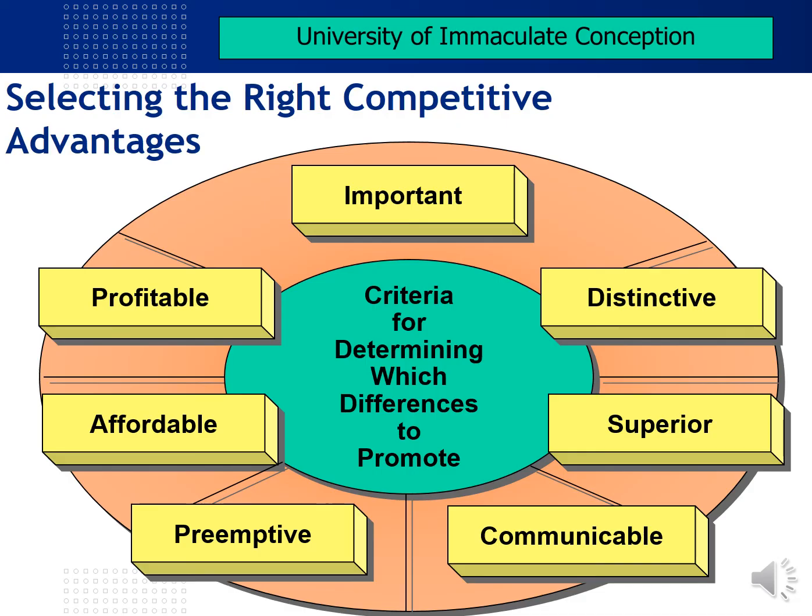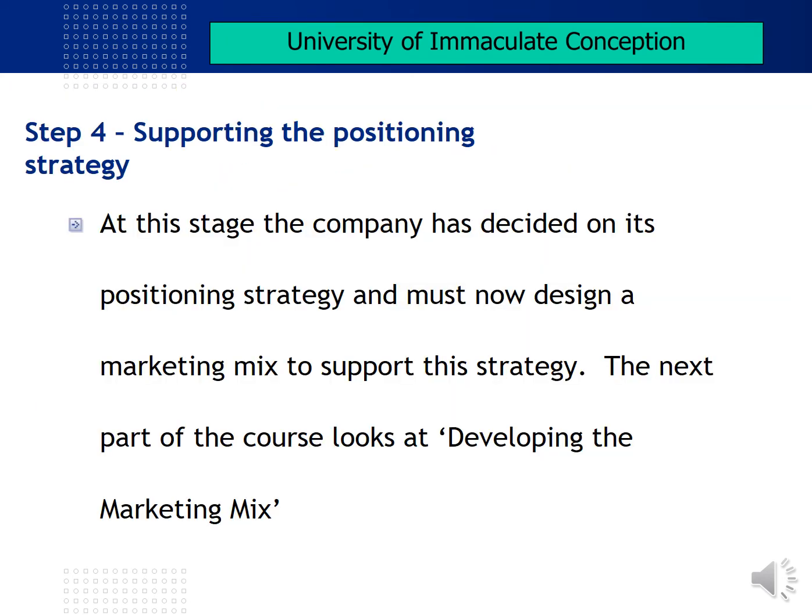The next one is selecting the right competitive advantage. So criteria for determining which differences to promote: distinctive, superior, communicable, affordable, preemptive, and profitable. Next step is supporting the positioning strategy. At this stage, the company has decided on its positioning strategy and must now design a marketing mix to support this strategy. So the next part of the course looks at developing the marketing mix. So it will be discussed in the next chapter.